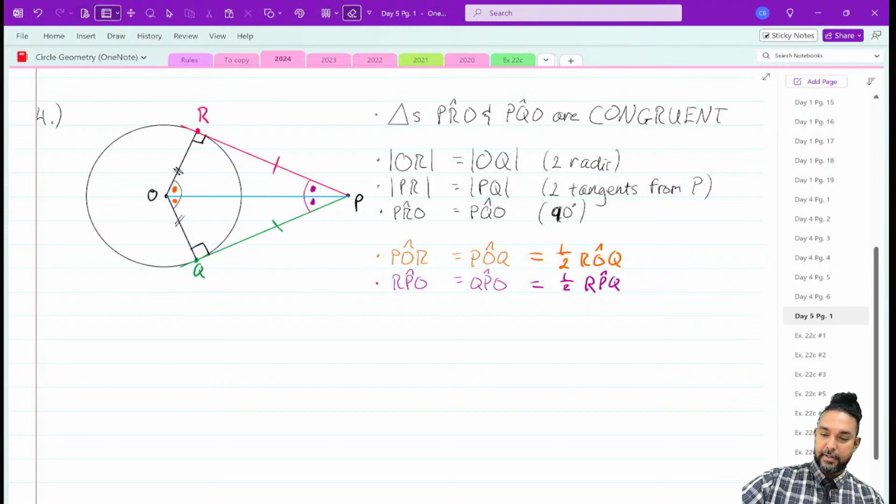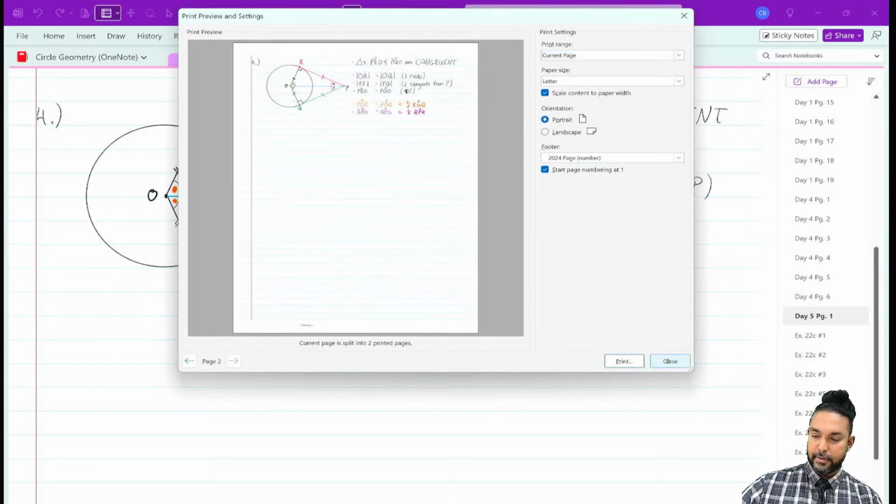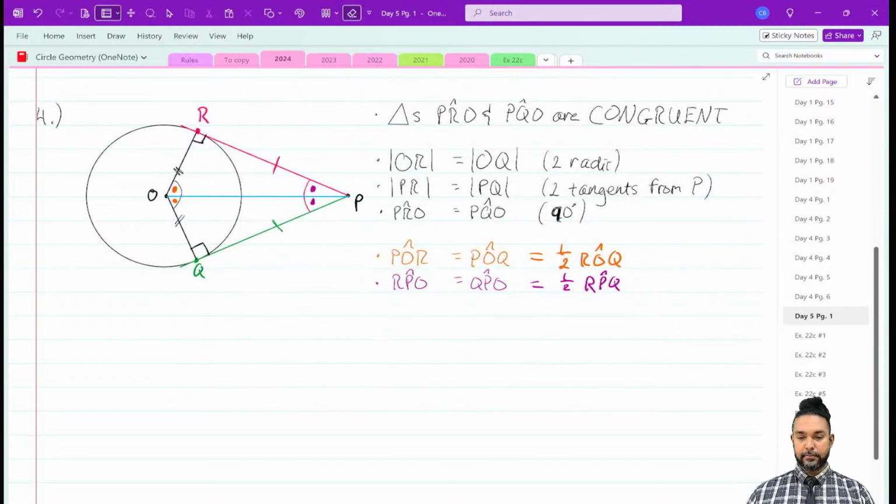Right, let me see. Anything else here? One sec. There was one more observation, but I think I'll hold off on that for now.